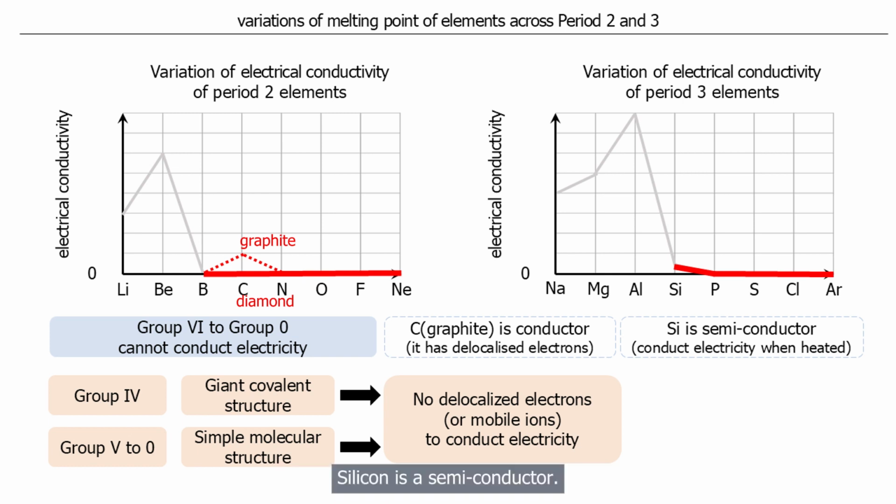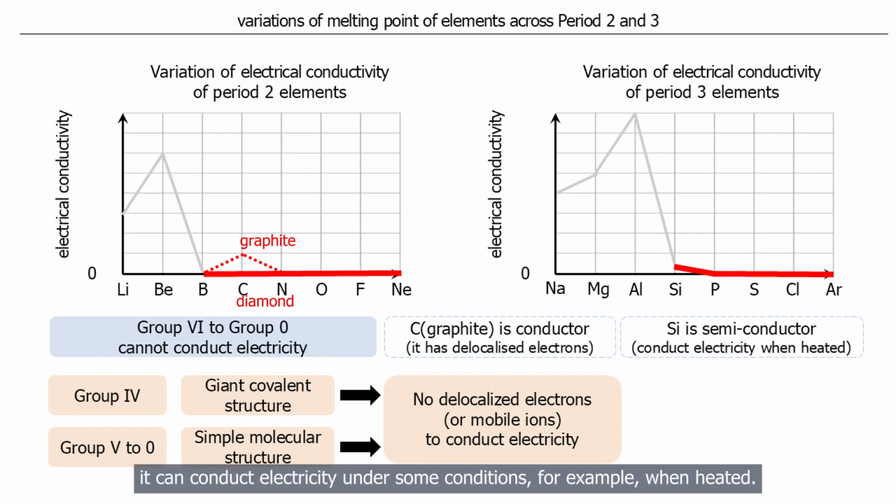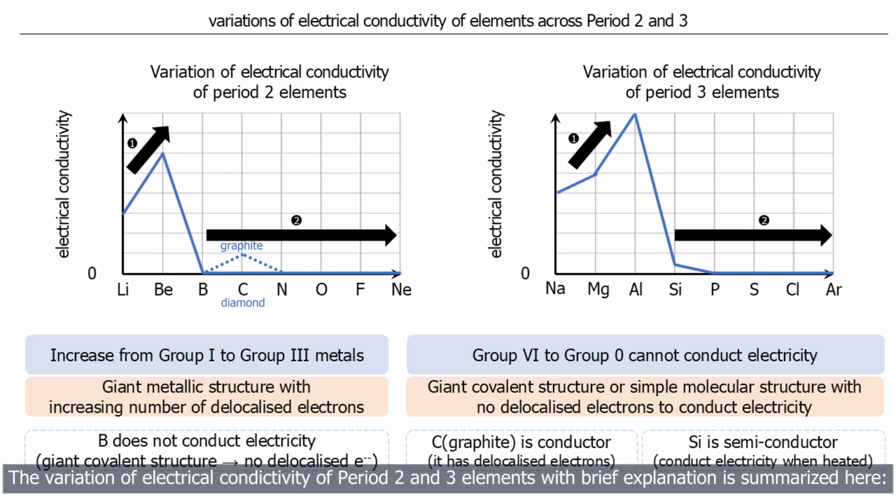Silicon is a semiconductor. Although it cannot conduct electricity at room conditions, it can conduct electricity under some conditions, for example, when heated. The variation of electrical conductivity of period 2 and 3 elements with brief explanation is summarized here.